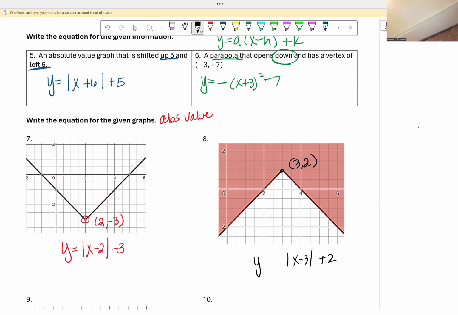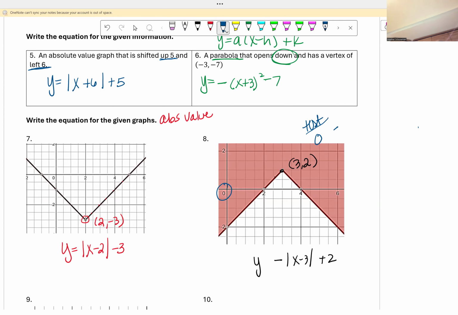We notice it's going over 1 and down 1, so there's no stretch or shrink, but because it's opening down, we do have a negative. But now we have to figure out the shading. So let's pick a point. Well, we know at 0, 0, it needs to be true. So when I test it, I'm going to put in 0 for x and 0 for y.